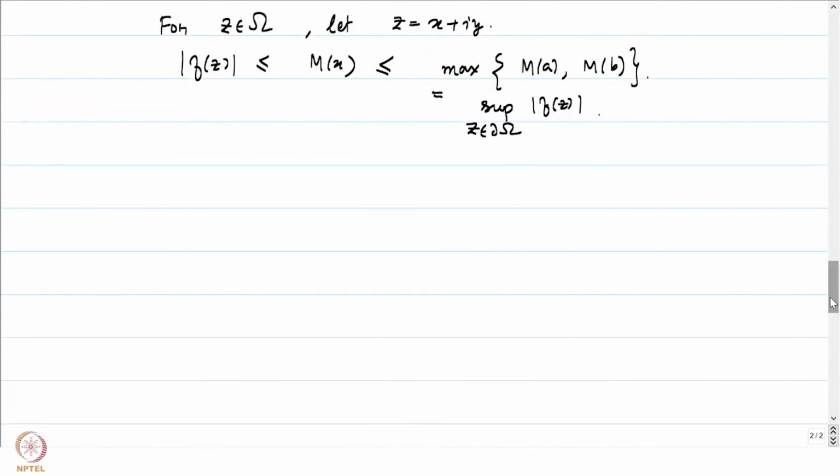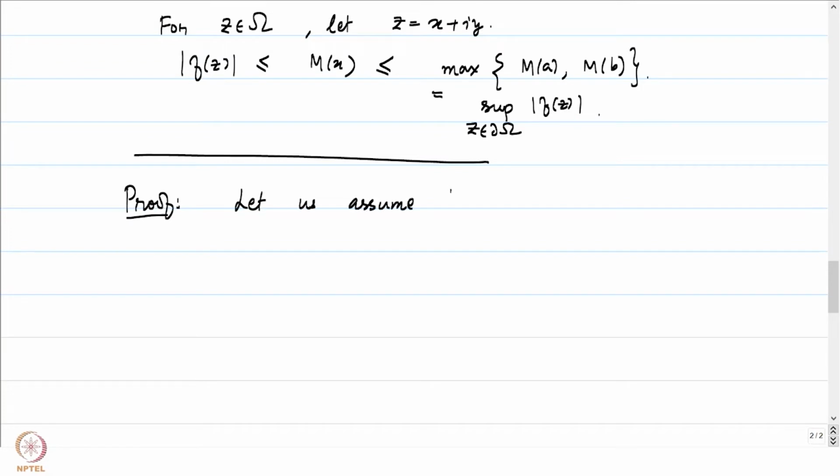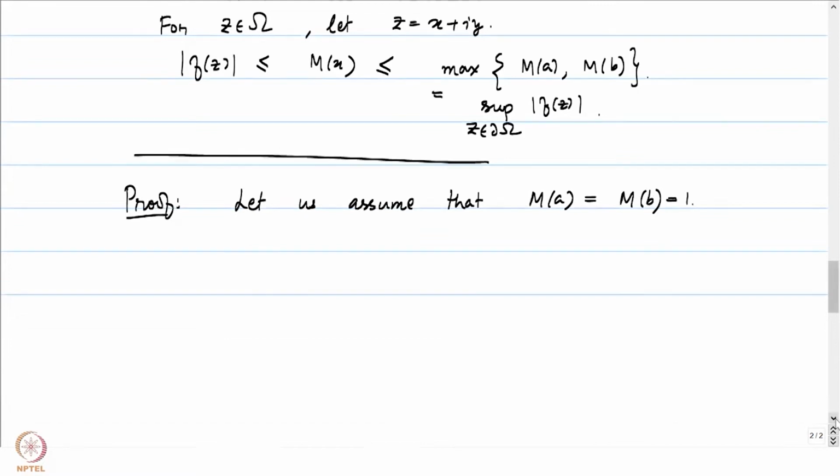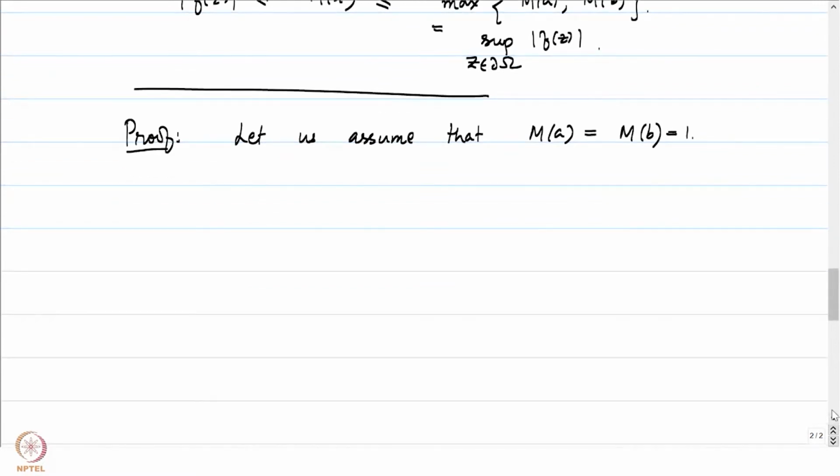Let's give a proof of this statement. We will assume that m of a and m of b both are equal to 1. We will see later that this condition suffices and that the general case follows if we do that. Let's first prove this statement for m of a and m of b.